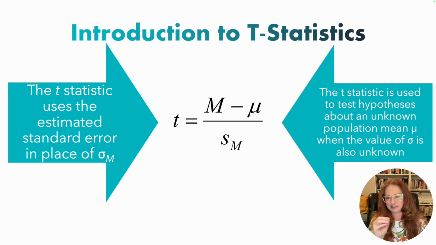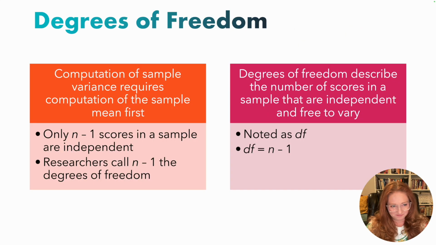And this T statistic is used to test hypotheses about an unknown population mu, but when the value of the standard deviation is unknown, which again is the bulk of research. Most of the time we don't know a lot about the population that we're studying, or to be frank, we wouldn't be studying it, right?